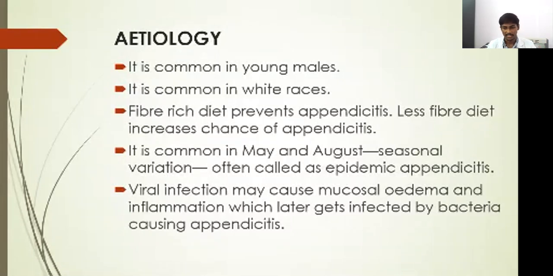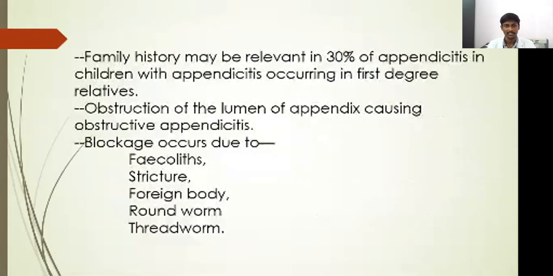Viral infection may cause mucosal edema and inflammation, which later gets infected by bacteria, causing appendicitis. Family history may be relevant in 30% of children with appendicitis occurring in first degree relatives. That is, those who have a family history of appendicitis may have a familial history of appendicitis. Obstruction of the lumen of the appendix causes obstructive appendicitis.